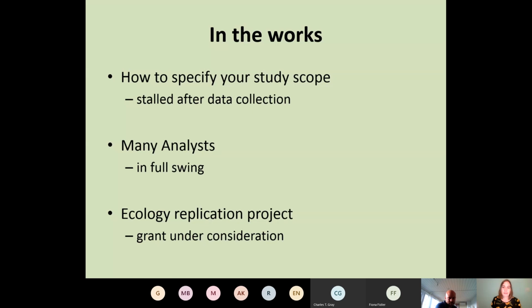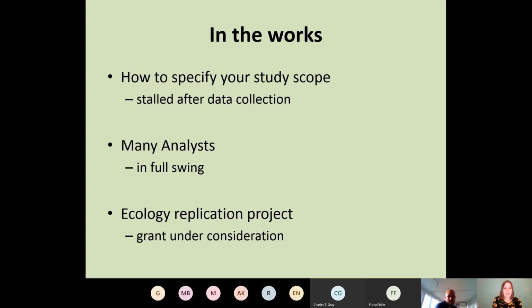All right, so that's the end of my pontification about replication studies. I thought I might just tell you a little bit about a few things that I've got in the works, because this feels more like a lab meeting than a formal presentation. So this is all works in progress. There are three projects I'm particularly excited about at the moment. One is about specifying study scope. One is a many analysts project, which a few of you might be involved in.